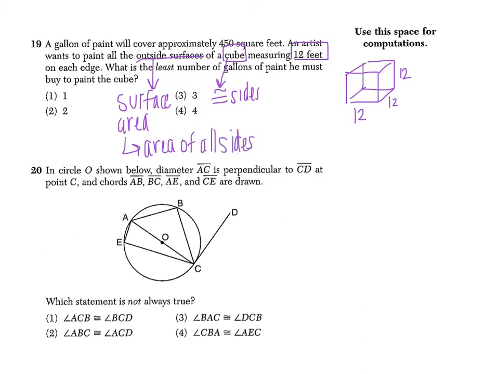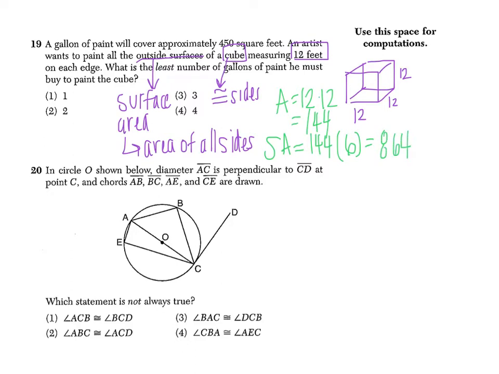So because it's a cube, all sides have the same area. So if I find the area of one side, length times width, or in other words 12 times 12, I know that the area of one side is 144. So to find the surface area, I take 144 and multiply it by all 6 sides to give me a total surface area of 864.